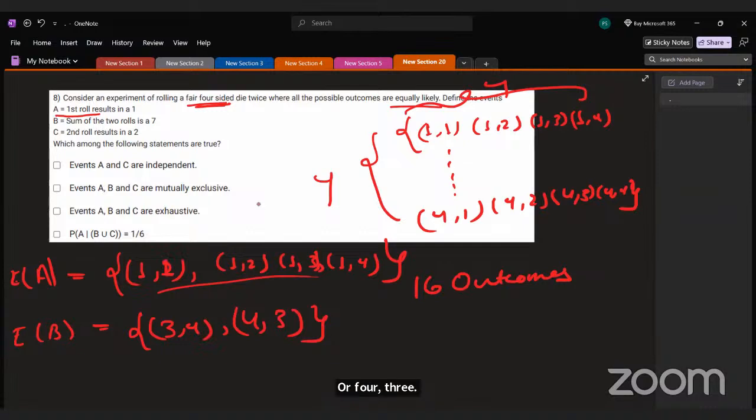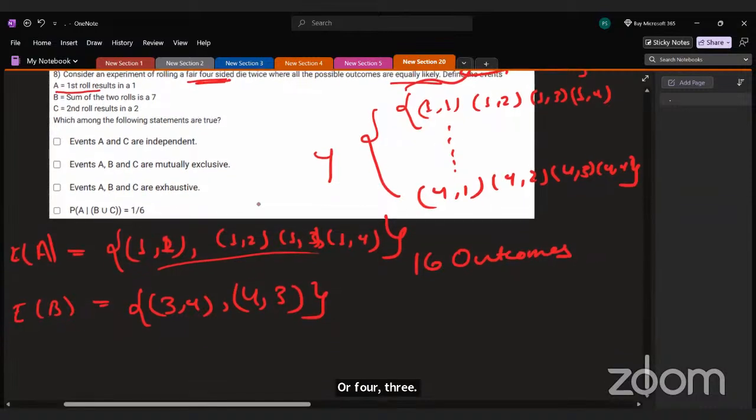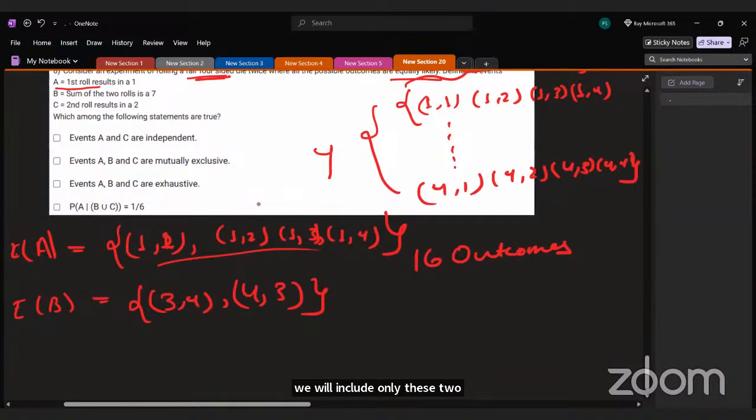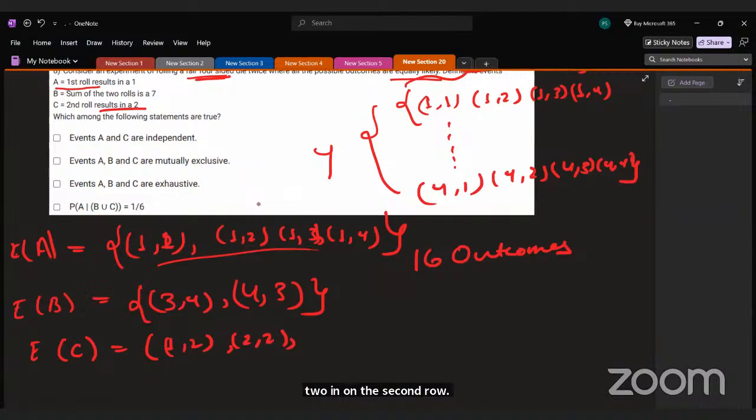B will include only these two. Yes, sir. Now event C, the second roll result is 2. We get a 2 on the second roll. So that will be (1,2), (2,2), (3,2), and (4,2).